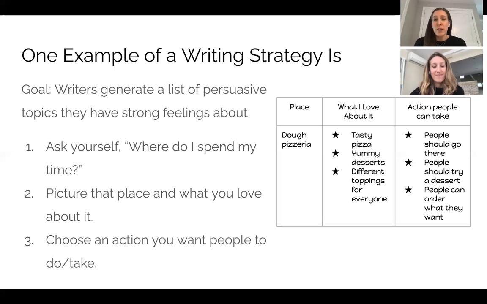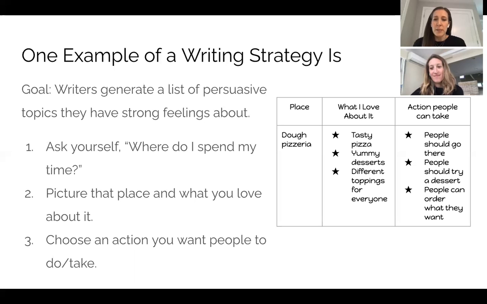So one strategy that writers might use to generate this list is first to ask ourselves, where do I spend my time? What places do I like to visit? Do I like to go to? Second, we might picture that place in our minds and think about all the things we love about that particular place.